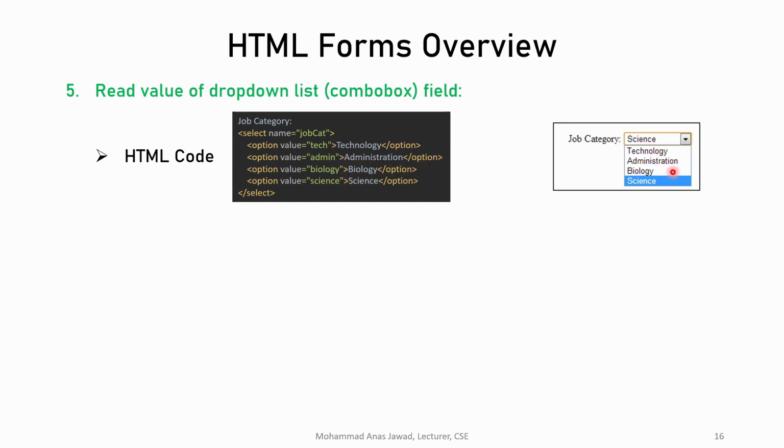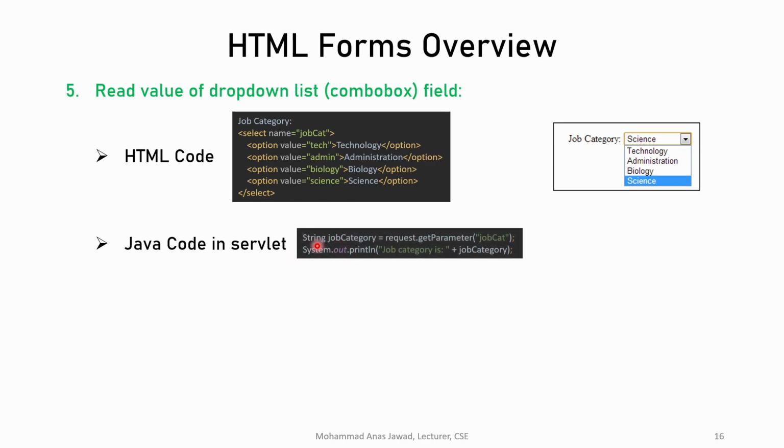Now, if we want to get these values, that is, tech for technology, admin for administration, biology for biology, science for science, and so on, all we have to do in our Java code is again declare a string object, and write request.getParameter, and simply write job cat. So in this case, what will happen is it will return us the value of the option that we have selected from our drop-down list.